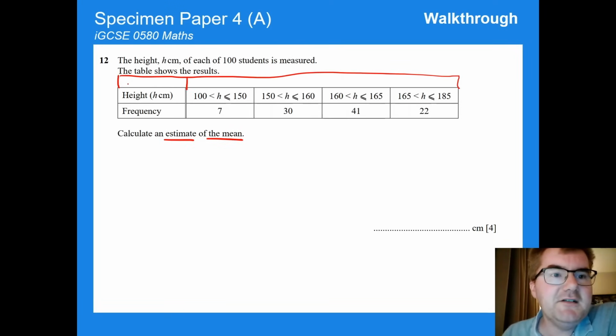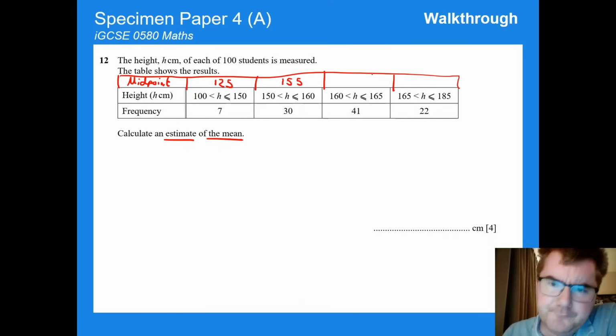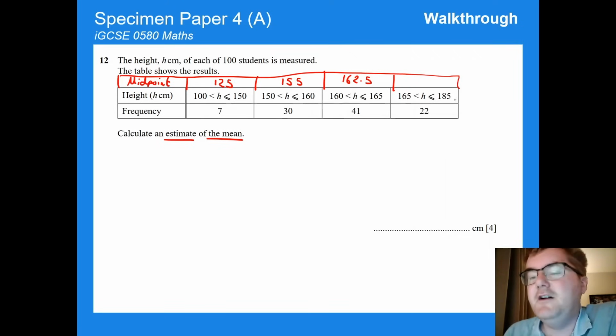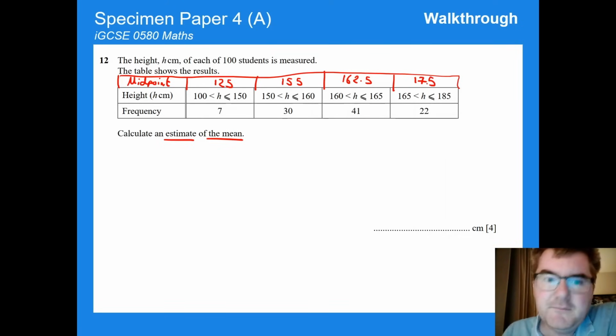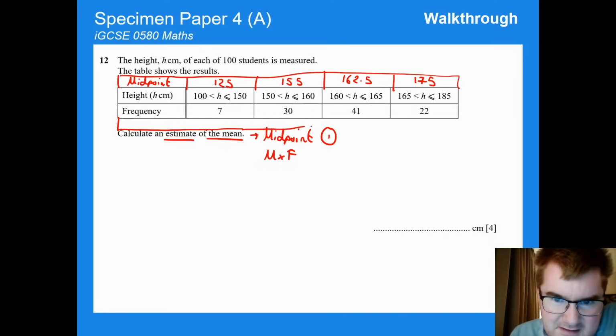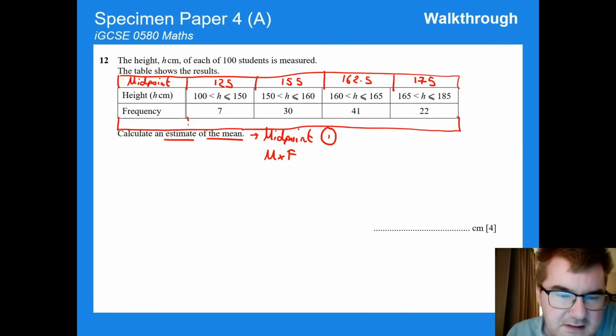First, I find the midpoint of the category, so halfway basically. So what's halfway between 100 and 150? Well, 125. Halfway between these 2 numbers, 155 and 160 is 157.5, and 165 and 185 is 175. So as soon as I see estimate of mean, I want to find the midpoint. That's my first step. And my second step is to do the midpoint times frequency, which is what we're going to do now. So I'm going to try my best to fit it underneath so it's nice and smooth.